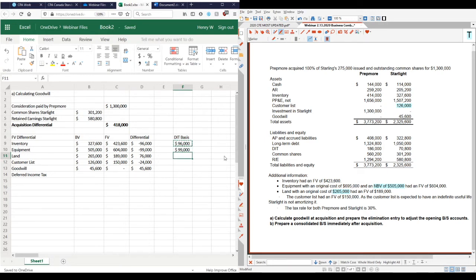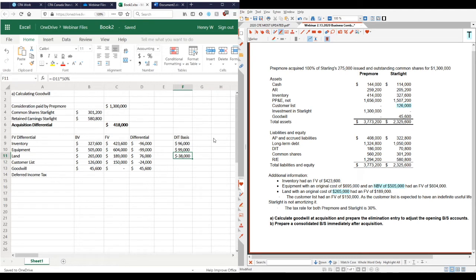Now land, if you sell land, it's considered capital property. And what happens on that capital property? 50% gets taxed, so we've got to take that at a 50% rate. Oh, I forgot to do the negative of it, and then times 50%. So if we look at the land, the book value and the fair value, there's a loss, so that's why it's negative.